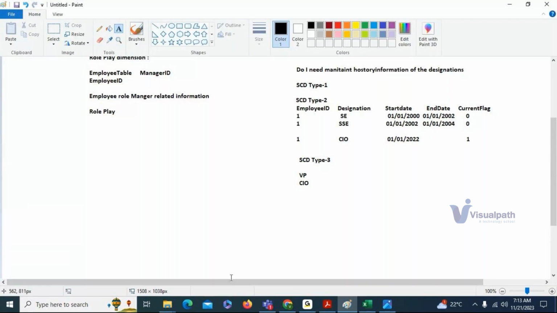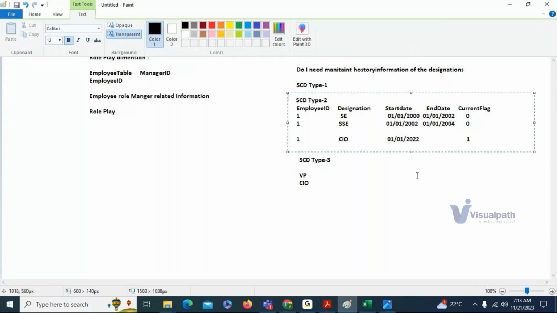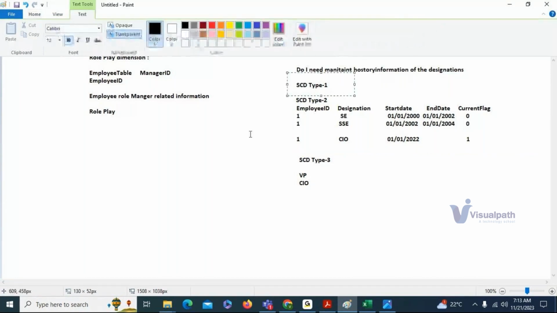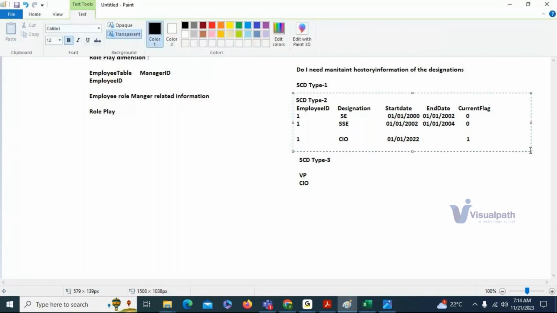Which SCD is column based? SCD type 2. For the dimension table, normally people will go for SCD type 1 only. But if there is important information like HR related information, like employee related information, people will go for SCD type 2.